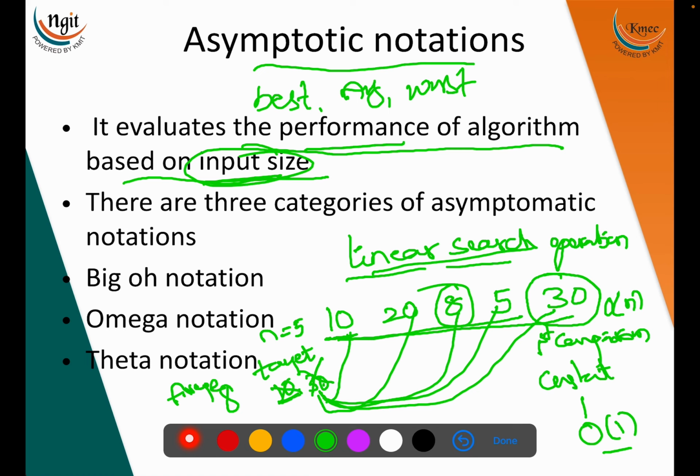To show best, average and worst, we need a notation. The notations are big O notation, omega notation and theta notation. In big O notation, we evaluate the performance of the algorithm, and the same for omega and theta. Now the question comes to our mind: why were 3 different notations required to do the same task? Correct? Now we'll see the answer.